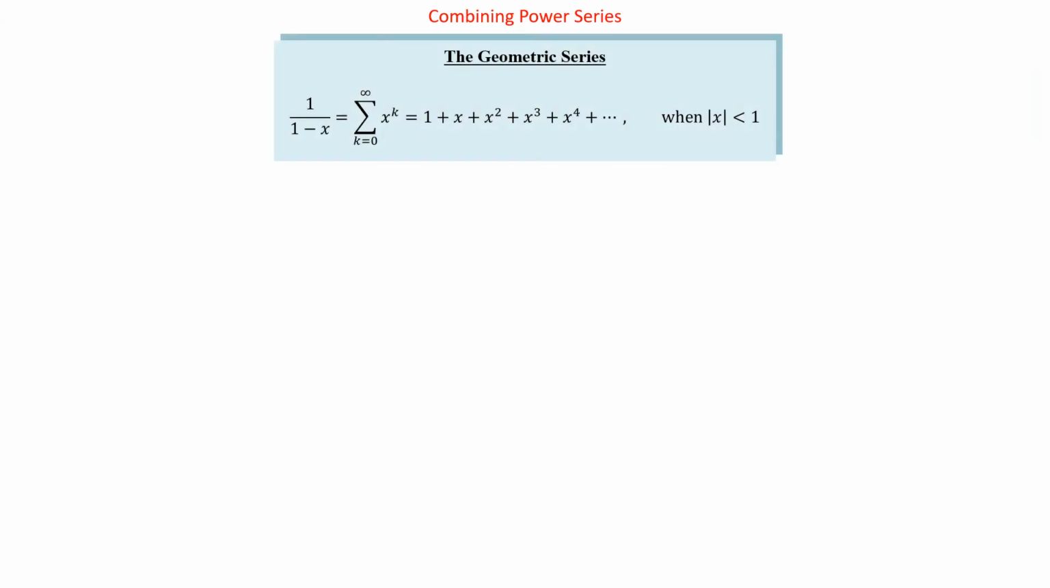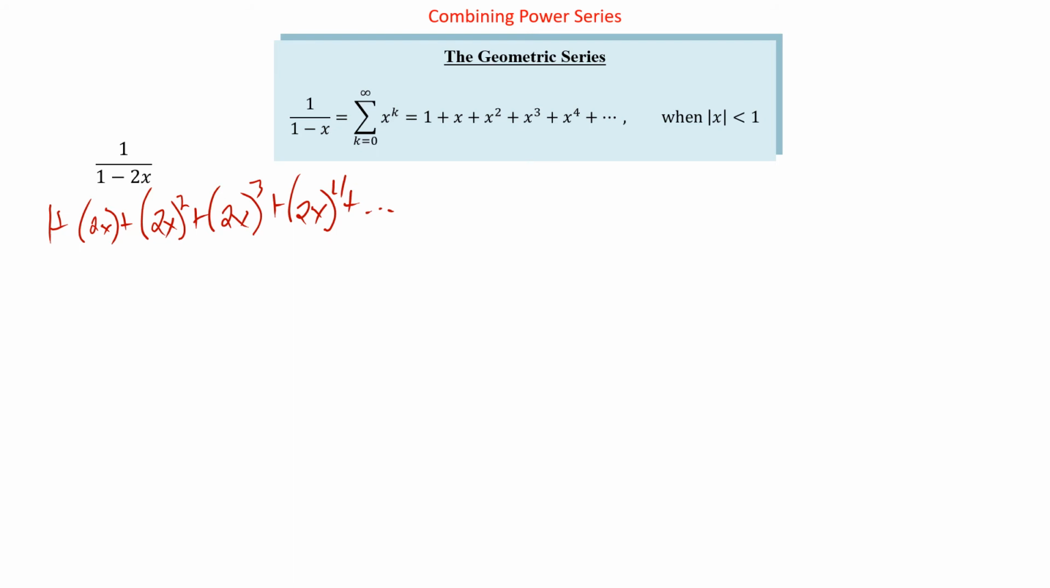We can use some more. So starting again with geometric series, if we have 1 over 1 minus 2x, we could write this out, except that won't be 1 plus x, it'll be 1 plus 2x plus 2x squared plus 2x cubed plus 2x to the fourth plus dot dot dot. And so we just replace the x's with 2x's.